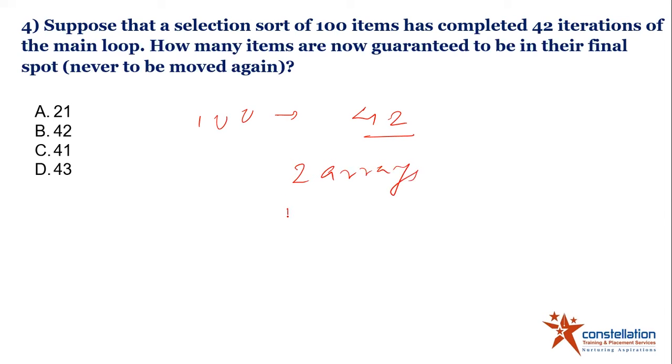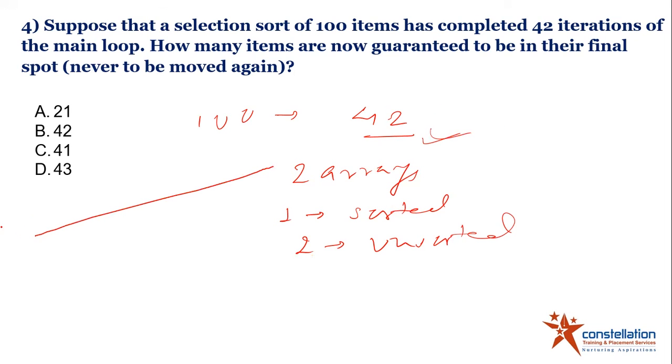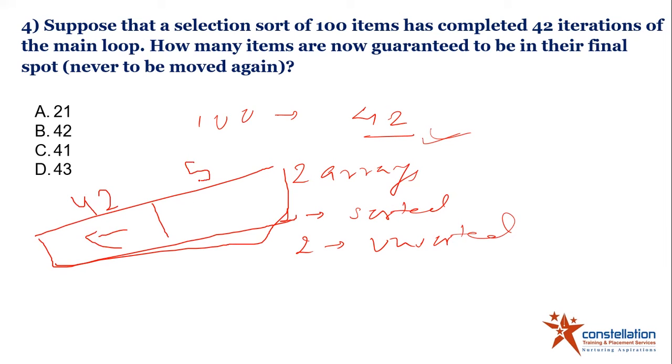One array is the sorted one, and the other one is the unsorted one. Now here we are told that 42 iterations have been completed. So basically we have an array something like this. Sorry, the figure is not perfect. But let's suppose 42 items are on this side and the remaining 58 items are on this side.